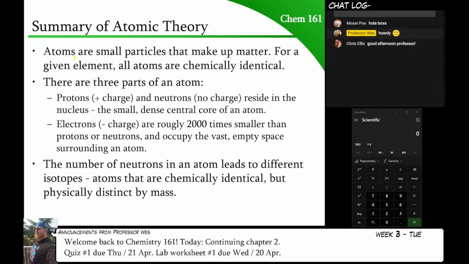For our atom, there are 3 parts. Protons and neutrons are in the nucleus. Electrons are outside the nucleus. Those particles have fundamental charges. Protons and electrons are positive and negative. Neutrons have 0 charge.